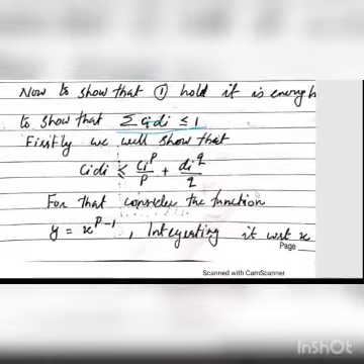Now firstly we will show that Ci Di, that product, is less than or equal to Ci raised to P by P plus Di raised to Q by Q. For that, consider the function y equal to x raised to P minus 1.